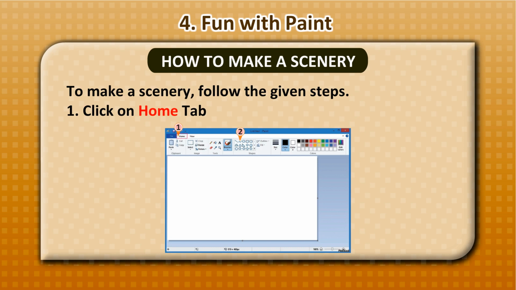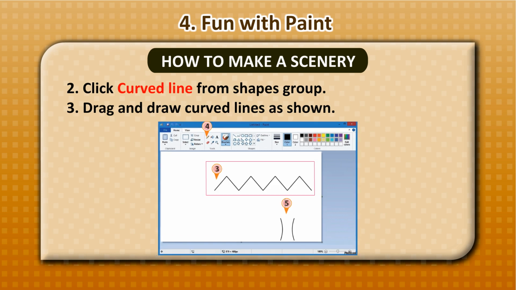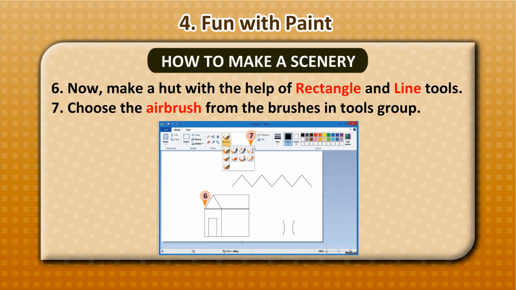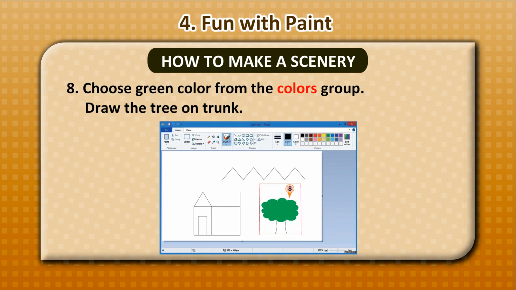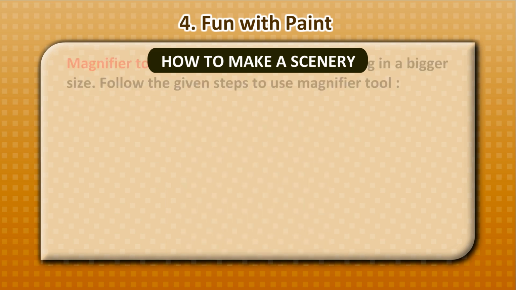1. Click on Home tab. 2. Click Curved line from Shapes group. 3. Drag and draw curved lines as shown. 4. Click Pencil from the Tools group. 5. Drag and draw the trunk of the trees as shown. 6. Now make a hut with the help of rectangle and line tools. 7. Choose the airbrush from the brushes in Tools group. 8. Choose green color from the Colors group. Draw the tree on the trunk. 9. Choose the Fill with Color from the Colors group. 10. Color your drawing as shown.